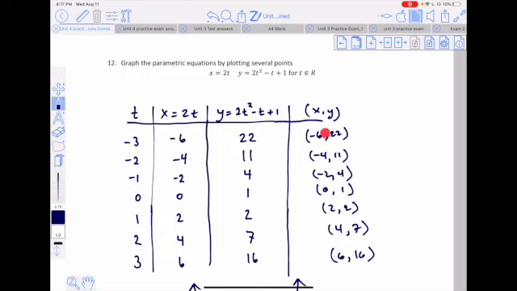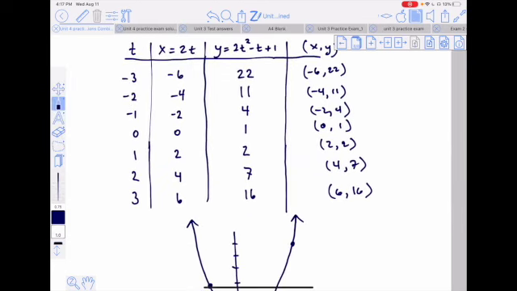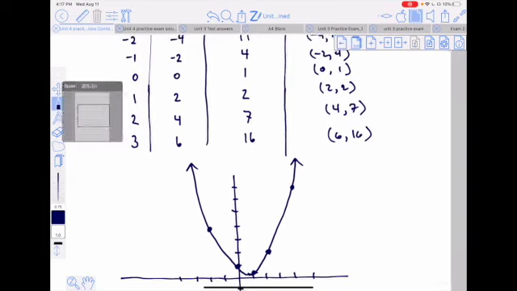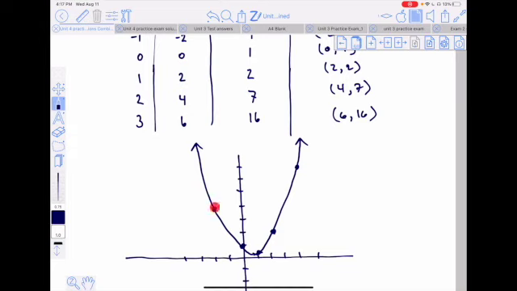And just looking at a bunch of points in a table, it's kind of hard to tell what kind of graph this is. So I plotted a few of them. 0, 1. This one here was 2, 2. We had 4, 7 right here. Over on this side, we had -2, 4. And it appeared that they were graphing a parabola, so I tried to connect them the best I could. But it does graph a parabola.